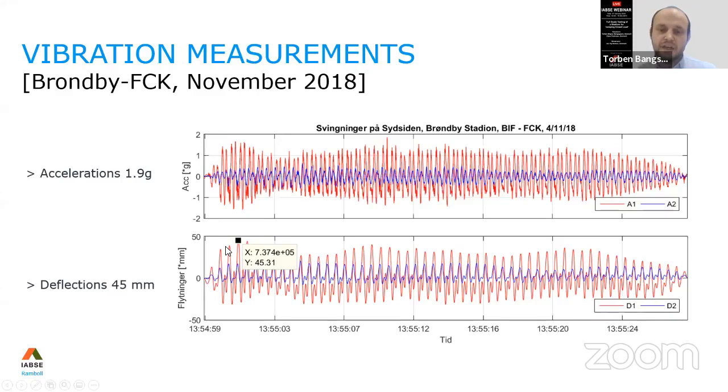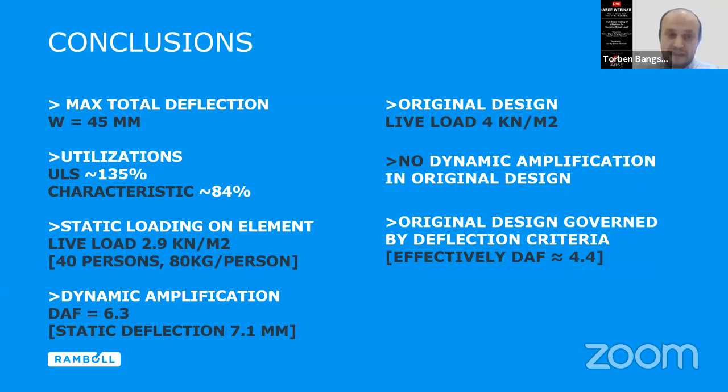So we were able to derive that we had a deflection going up of 45 millimeters and a deflection going down of 45 millimeters, slightly asymmetric, but nevertheless 45 millimeters 2 times a second. That's quite severe, and that's what we're able to see in the video. That meant that you had a ULS utilization of the moment capacity of the terrace elements of 135%. So obviously the safety was compromised. It happened to be that the characteristic utilization was only 84%. So there was a good reason why it had not fallen down.